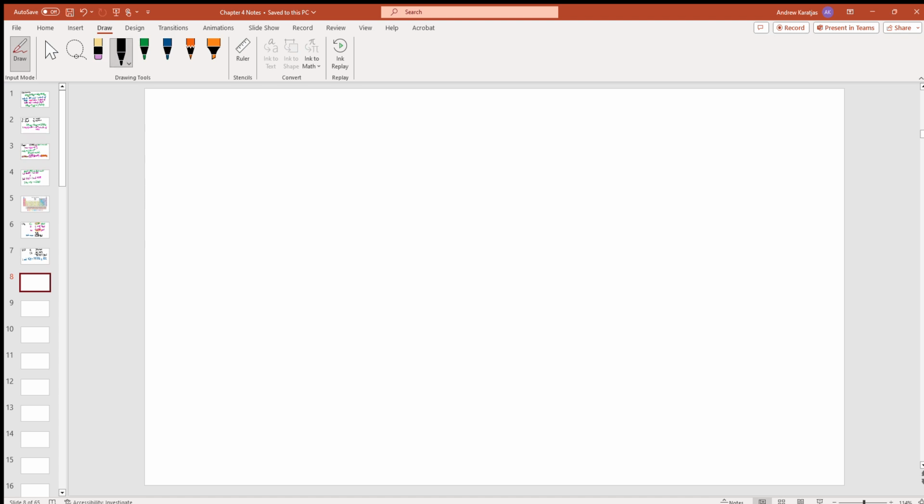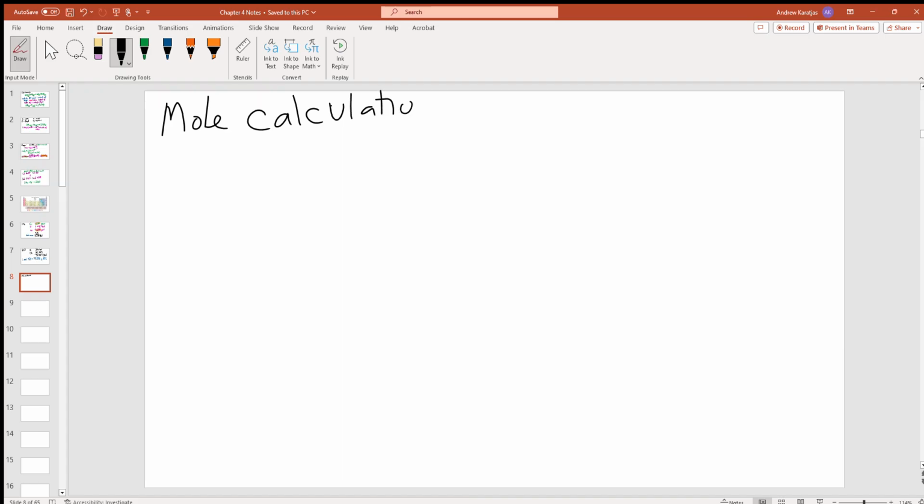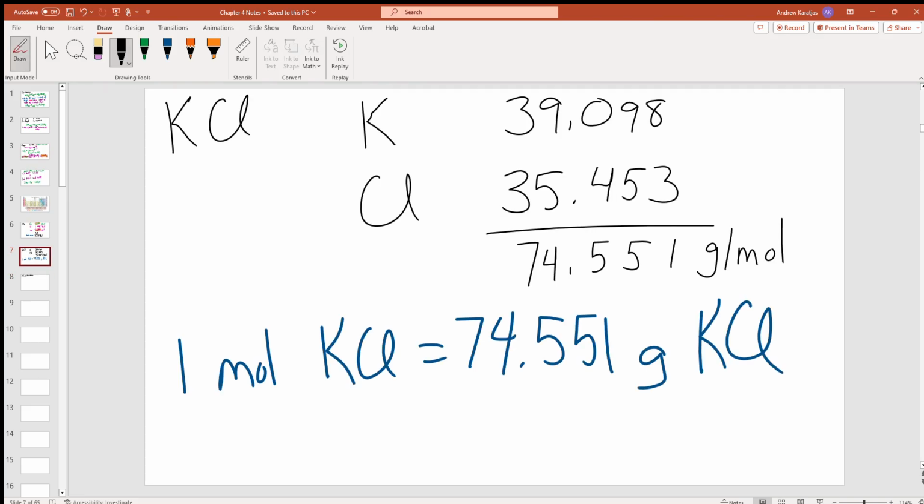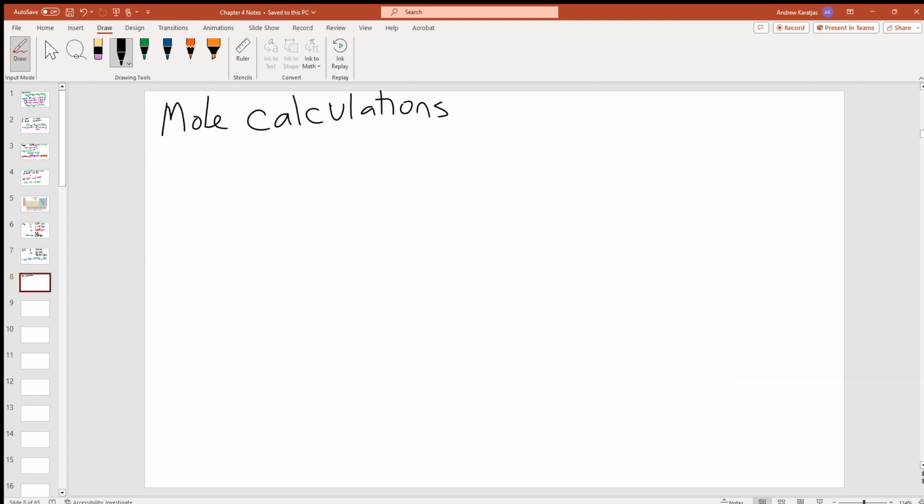So now that we've learned what the concept of a mole is, the next thing we need to be able to do is to calculate the number of moles of a given substance. And once we know the molar mass of a substance, that's something we can generally do fairly easily. So on our previous slide, we had figured out the molar mass of potassium chloride is 74.551 grams.